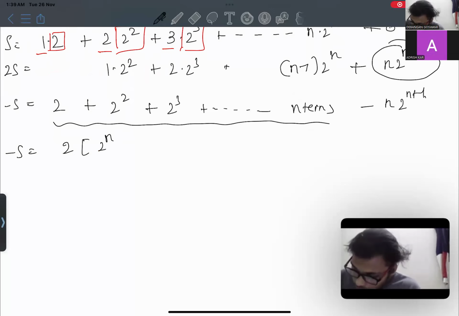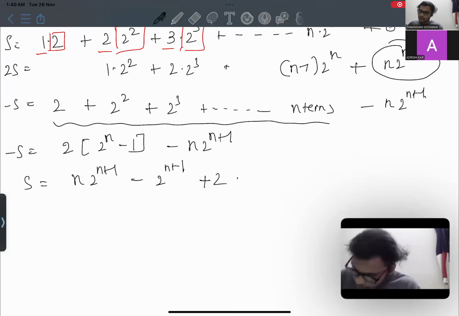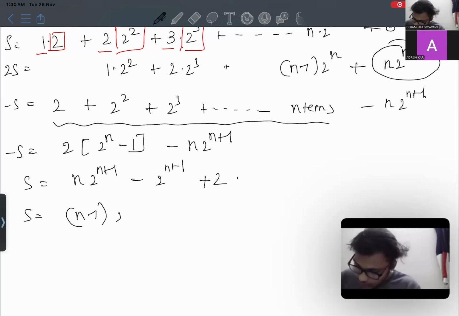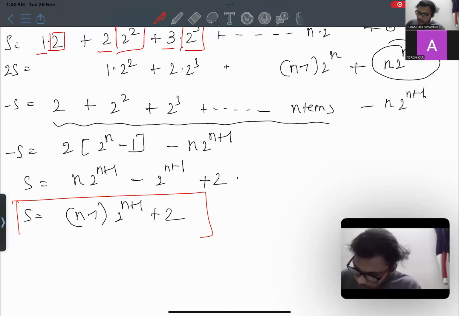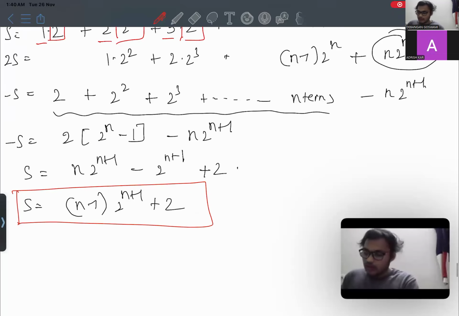So 2 to the power n minus 1, right? And finally, minus n into 2 to the power n plus 1. So we get S as n into 2 to the power n plus 1 minus 2 to the power n plus 1, plus 2, right? So this is how we are obtaining it. Finally, the final answer is (n minus 1) into 2 to the power n plus 1, plus 2. This is the final answer. You can recheck also, guys. So see, the first term is 2, right? It's coming right. The second term is 2 into 2 square. It's coming right. And we are fine.